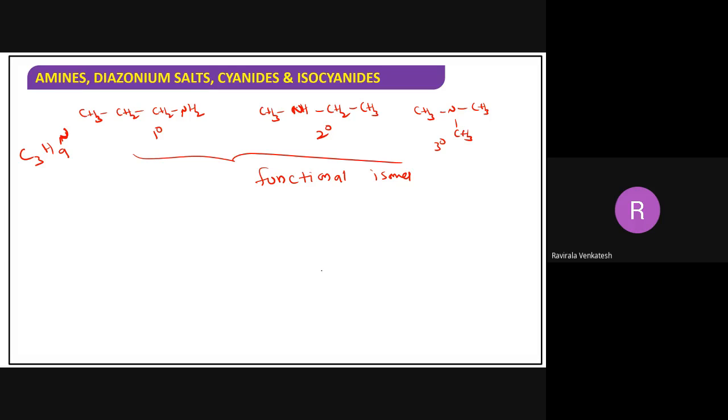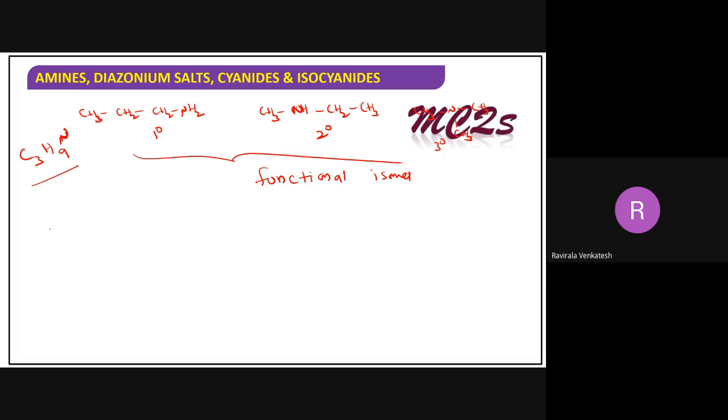Now what are functional isomers here? In this case, for amines, the molecular formula is the same, but they are exhibiting primary, secondary, tertiary. Therefore, they are called functional isomers. Understood here? Functional isomerism, everyone? Yes, sir. Next, we see metamerism.